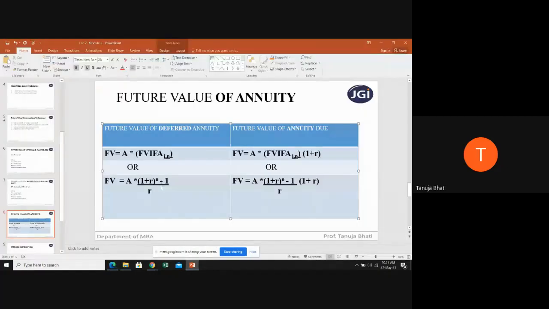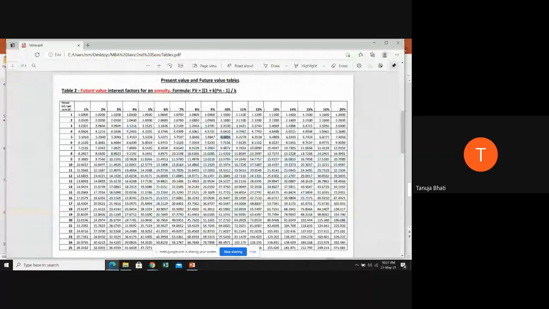So students, many times when you attend competitive exams, tables are not provided to you all the time. So even in competitive exams, if you want to find the future value factor of an annuity, you can do so by using this formula: 1 plus r raised to n minus 1, divided by r. Then these tables are derived. Is this clear, students?